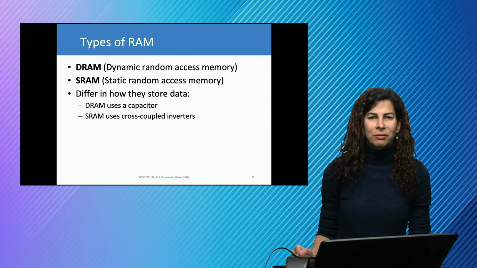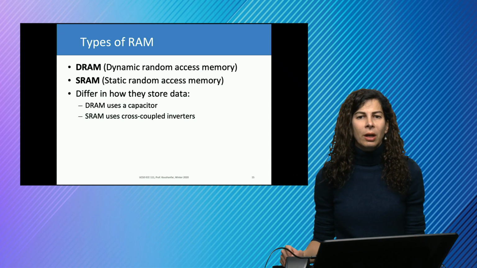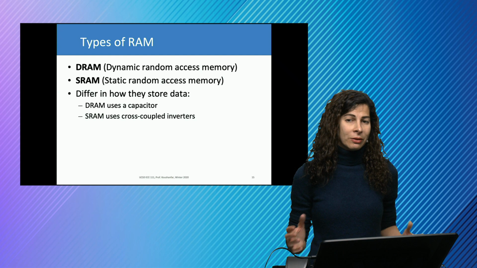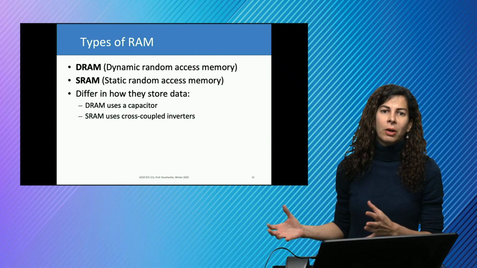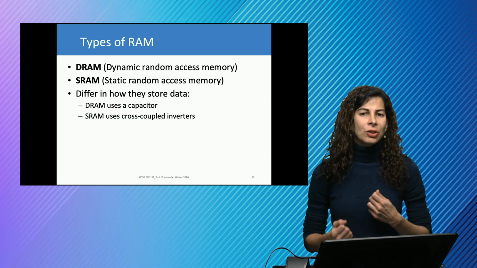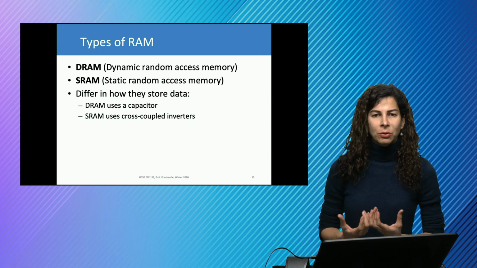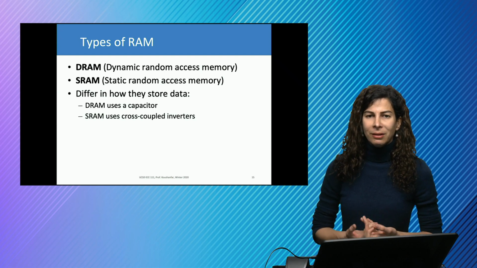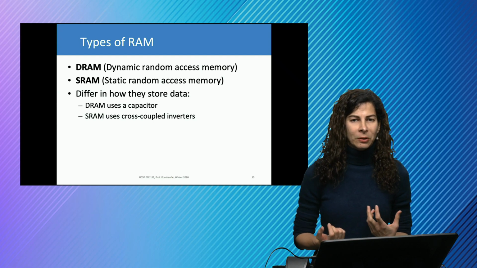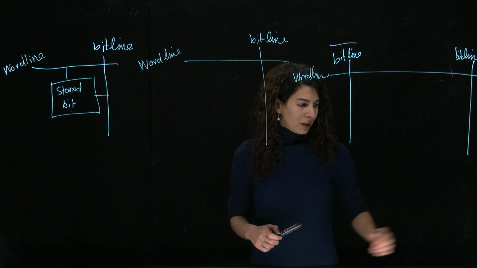There are different types of RAM: DRAM, or dynamic random access memory, which, as I mentioned, is the bigger part of the memory in the computer, and static RAM. The static memory is just a different way of storing a value in the memory. DRAM uses a capacitor, and SRAM uses cross-coupled inverters. Let's go through the structure of these two and see how they differ.